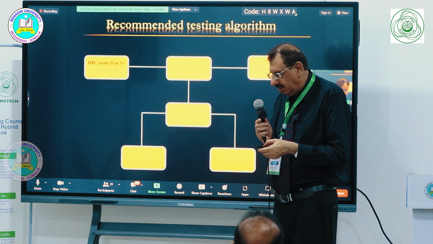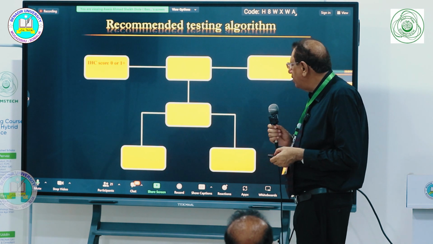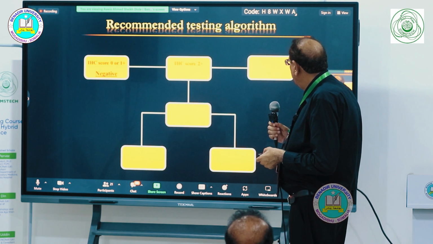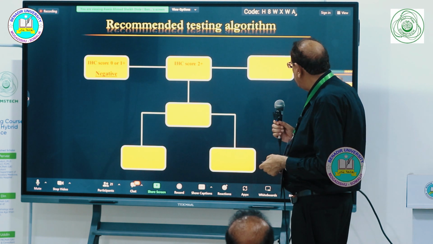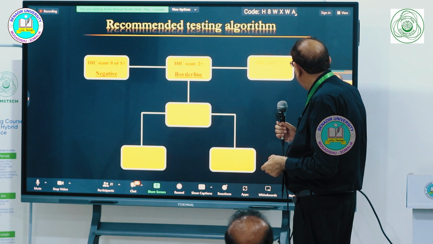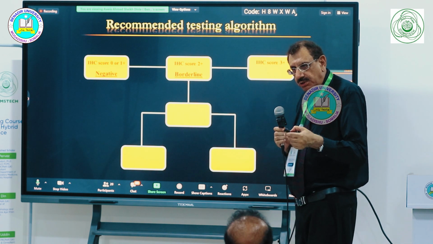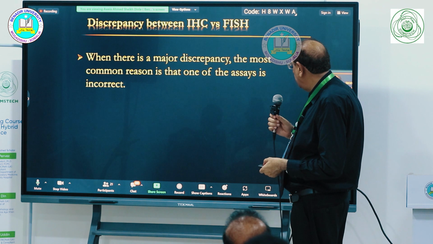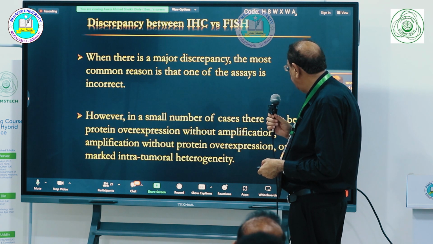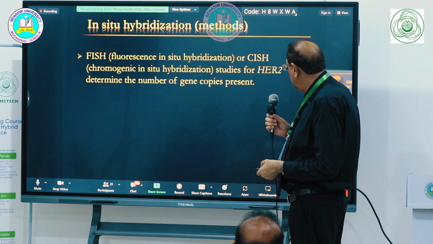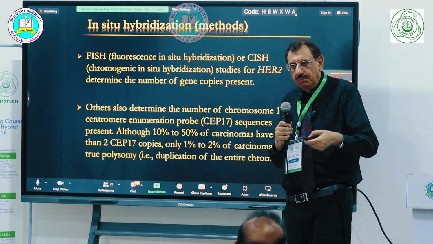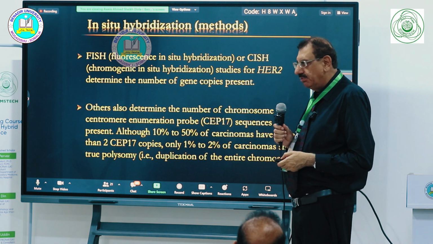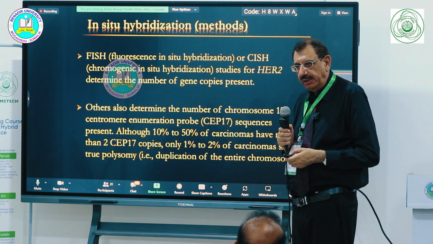So what is the algorithm? You first do immunohistochemistry. IHC score 0 or 1 plus is negative. 2 plus is borderline, they should go for FISH testing. 3 plus, if there are robust quality controls, may be taken as positive and Herceptin may be started. When there is a major discrepancy, the most common reason is that one of the assays is incorrect. Okay. FISH, you know that you come up with the probe, which is complementary, and if that sequence is there, it will combine with it and you can detect it.